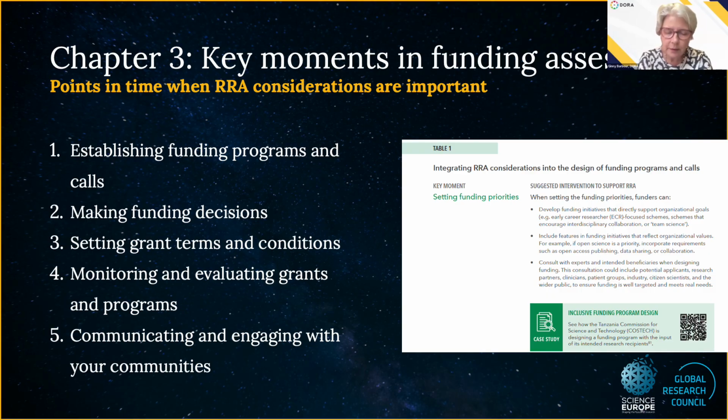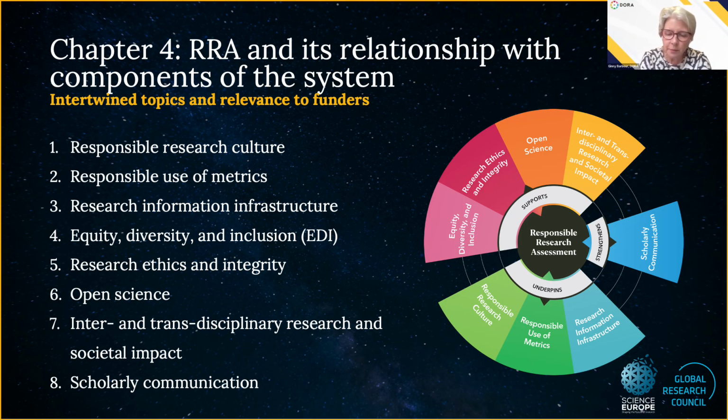So chapter 4, that's how responsible research assessment connects with other components of the research system. I'm sure that you will all be very familiar with the fact that there are many interrelated initiatives such as open science, research integrity, societal impact. And our view is that these initiatives are both influenced by and influence responsible research assessment. And you'll see here we have a new diagram, which we are very proud of, and which we hope helps to illustrate some of the interrelationships between all these areas.